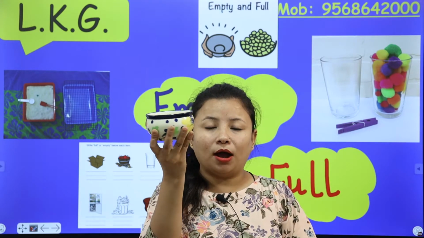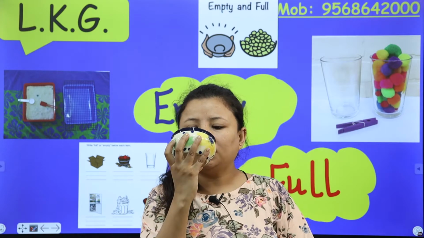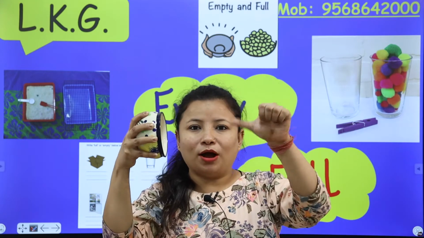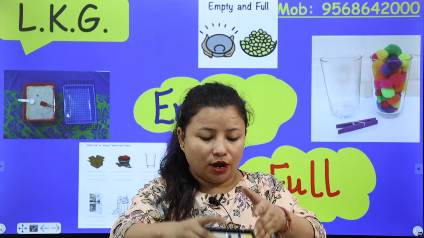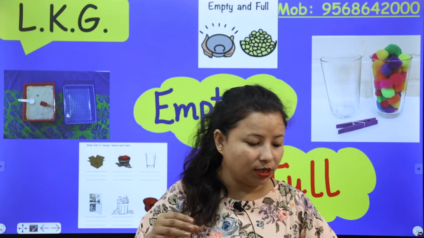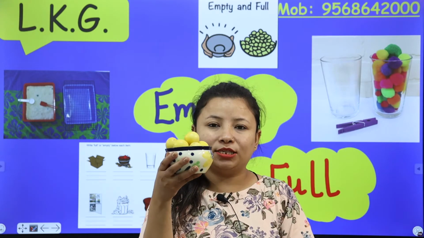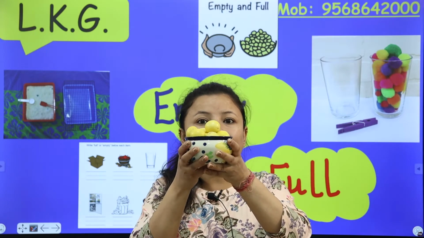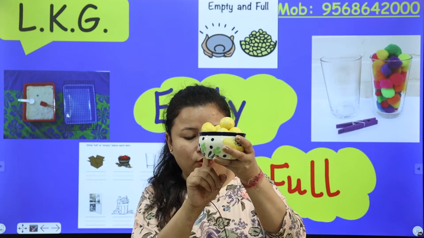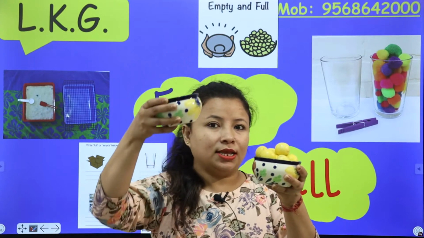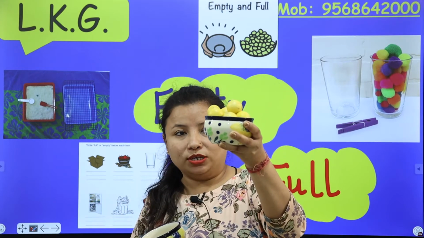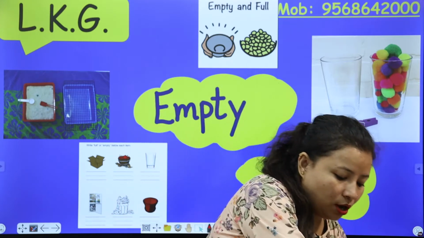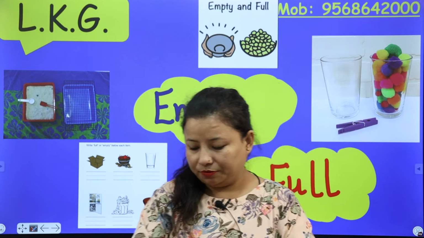This is a bowl. So is there something in it? No, this bowl is empty. Now the second bowl is, oh my God, this bowl is full of lemons. Now this bowl is full and this bowl is empty. So now I have another example. Wait.